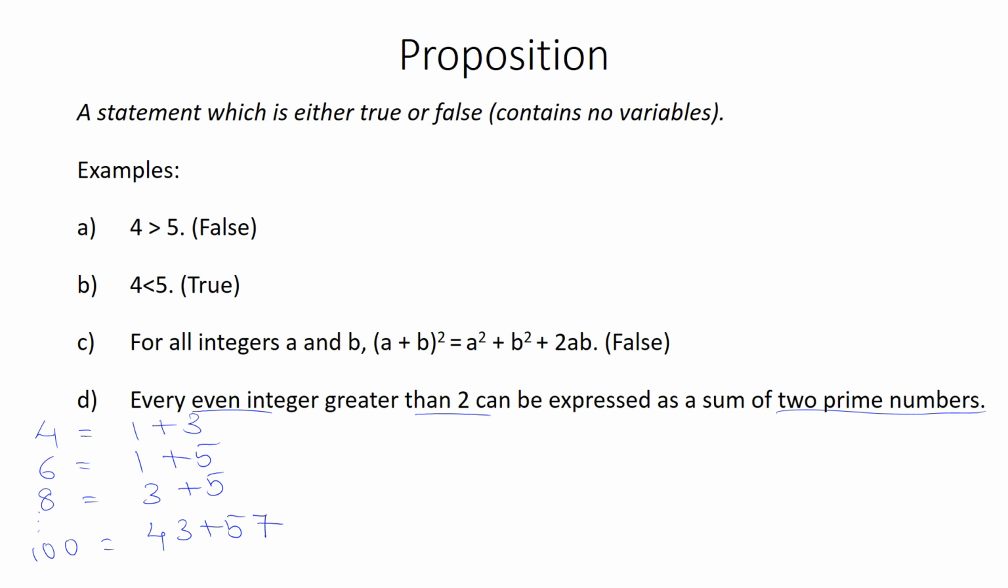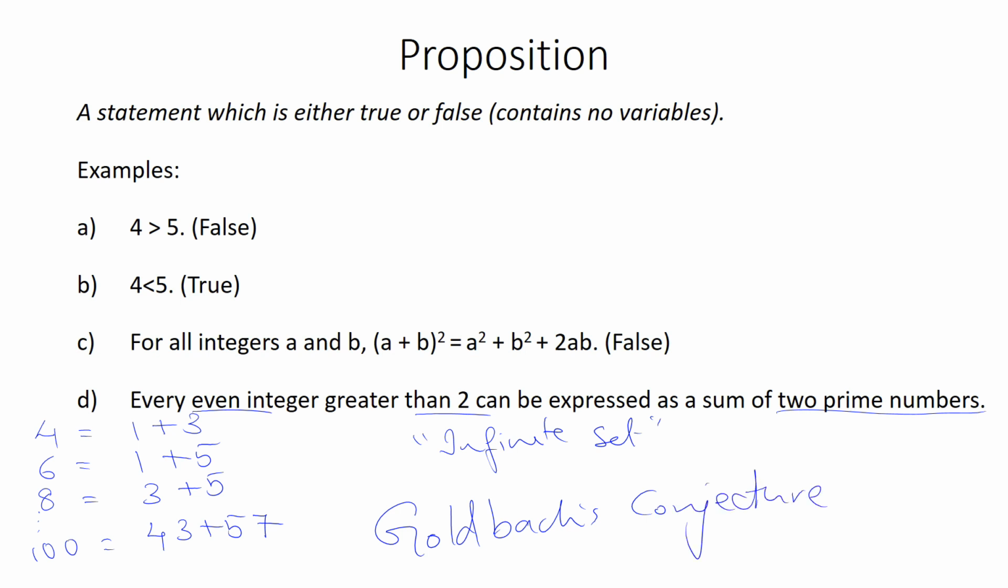In particular, this proposition is a statement about an infinite set of values, the set of all even integers greater than 2. And we cannot determine whether it's true or false just by taking examples, in particular, just by taking a finite set of examples, which is what we're trying to do here. And therefore, as it stands, we do not know whether this proposition is true or false. Now, it turns out that this particular statement is actually Goldbach's conjecture and is one of the most important open problems in number theory currently.